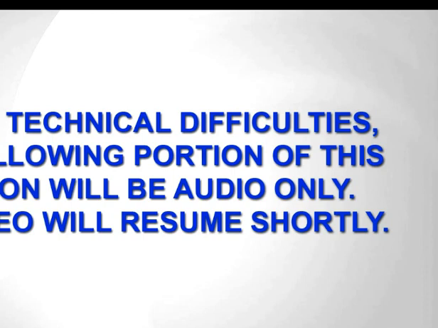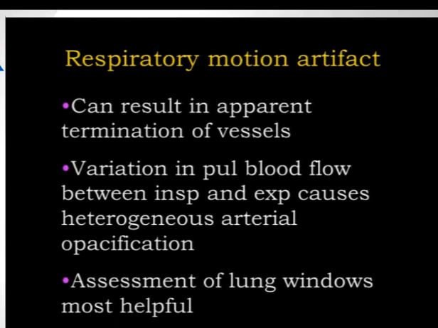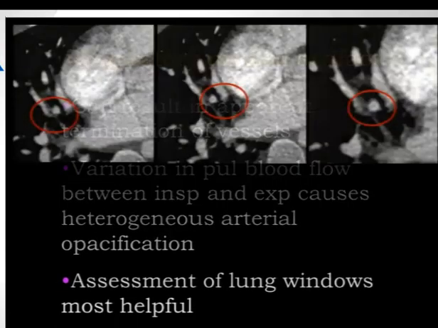So first we'll look at the technical pitfalls, the most common being motion and breathing artifact. There are others that can lend themselves to technical pitfalls, including technological errors such as improper selection of imaging parameters and placing the cursor improperly on the triggering scan. The most common being respiratory motion artifact. This can lead to an apparent termination of the vessels, and it can also lead to a variation in pulmonary blood flow between inspiration and expiration, causing heterogeneous opacification. If you look at the lung windows, those can be helpful.